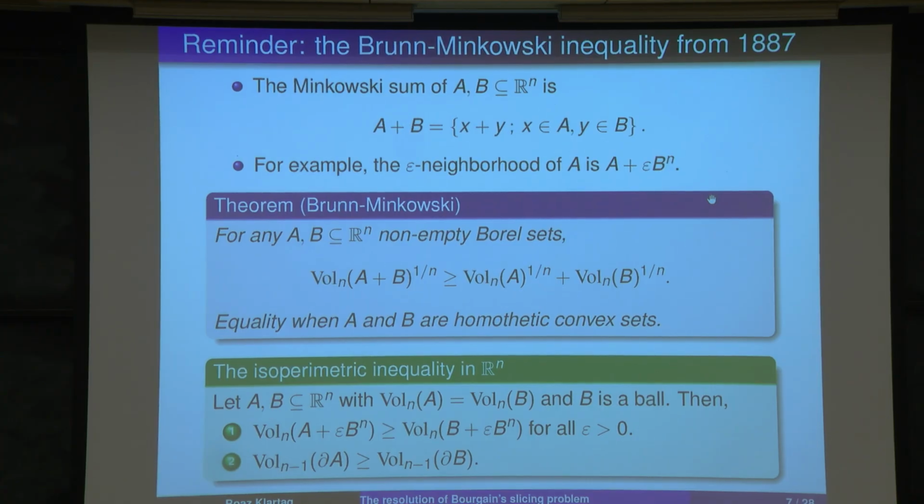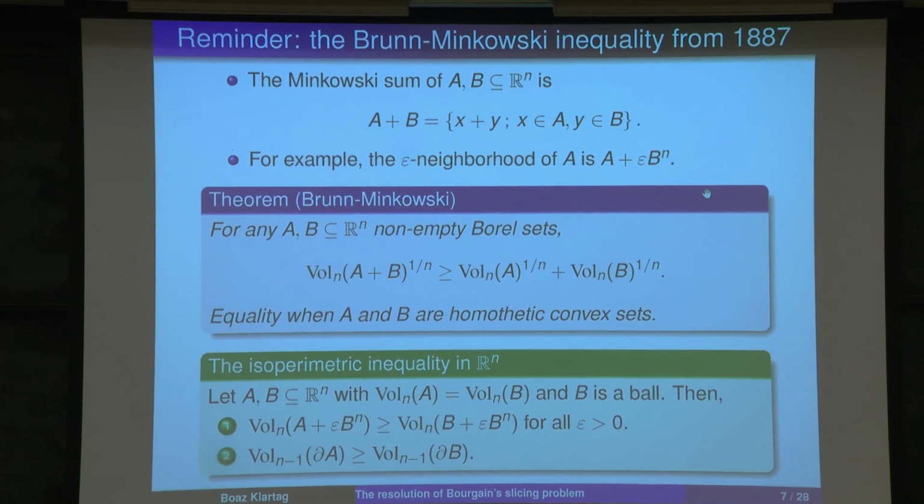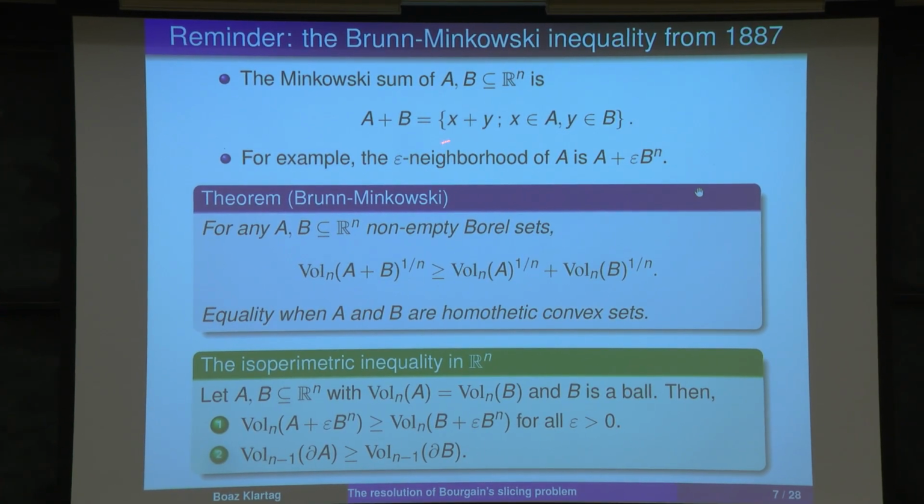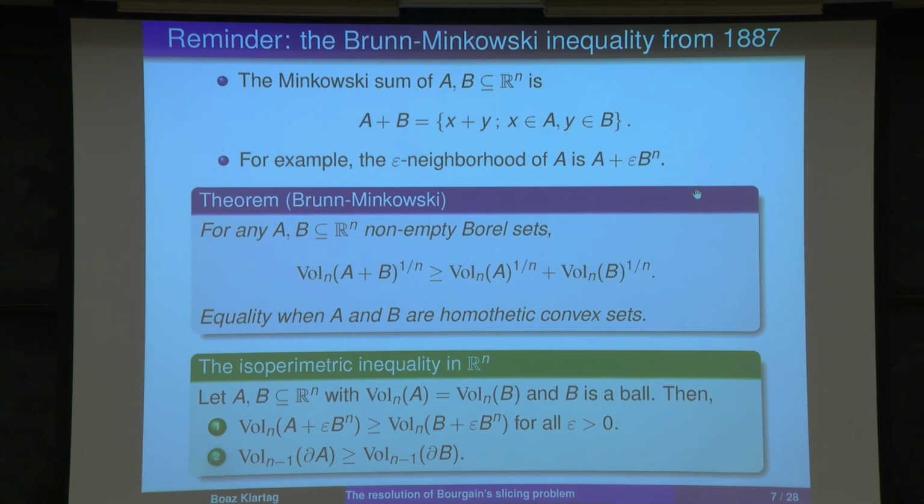There is this Minkowski sum of two sets. This is the sum set: I take any point in A, any point in B, add them, and get A plus B. A good example is to take A and add to it epsilon times the Euclidean ball. So you take A and add to it all vectors of norm smaller than epsilon, which means that you take the epsilon neighborhood of A. That's a good example of a Minkowski sum.